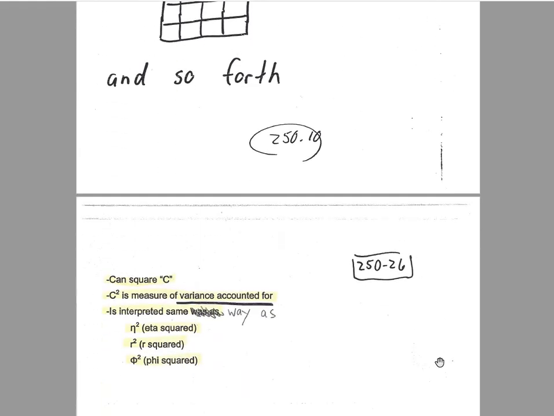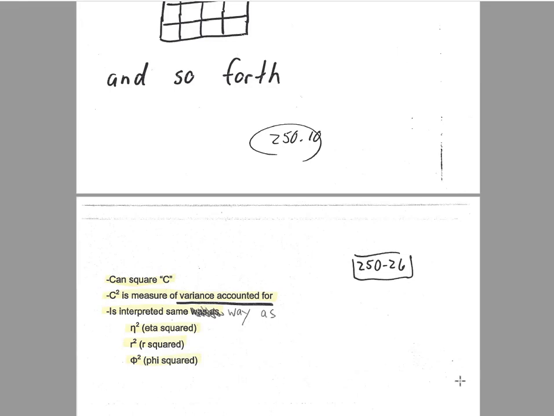You can square the contingency coefficient, and it has the same kind of interpretation that the Phi coefficient squared has. C squared is also a measure of variance accounted for, and that means it's interpreted in the same way as eta squared, which was used with analysis of variance, R squared, which was used with the Pearson correlation coefficient, and Phi squared, which is used with 2 by 2 cross-tabulation tables.